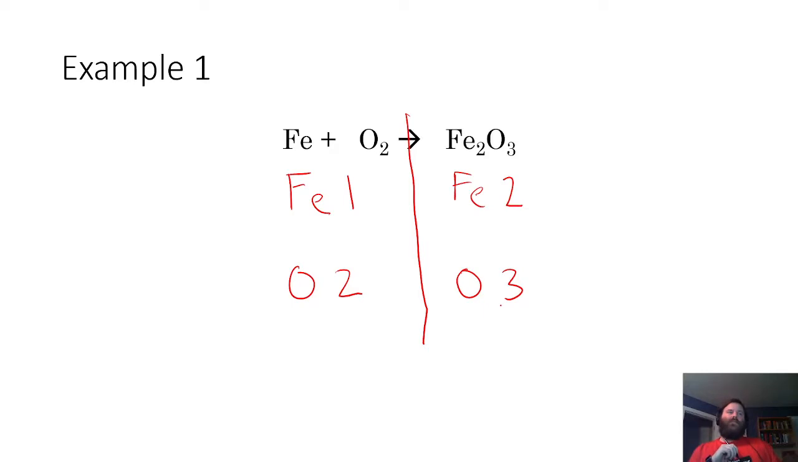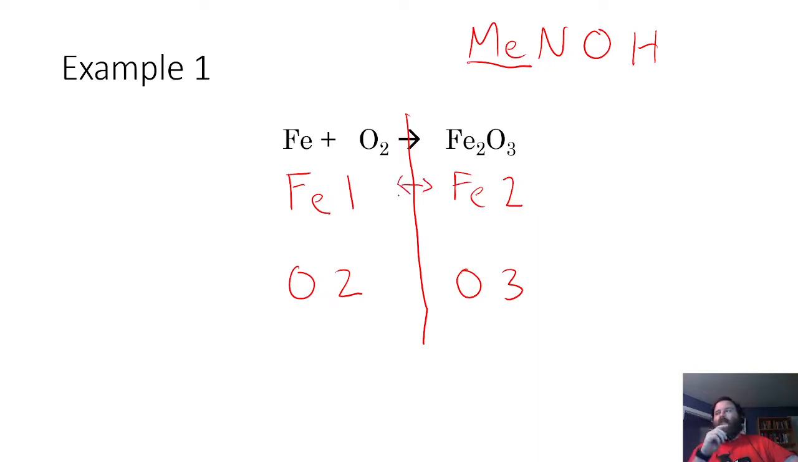Okay? So, remember our order that we balance them in is MNO. So, we start here. We start with the metals. Do we have any metals? Yes, we have iron. So, we need to make these two numbers equal.